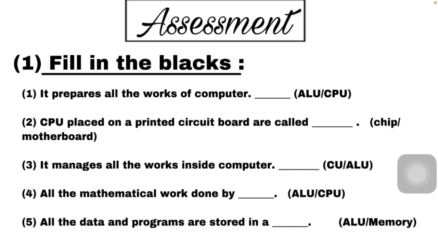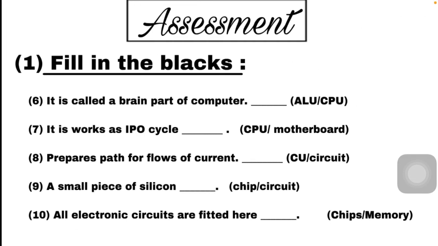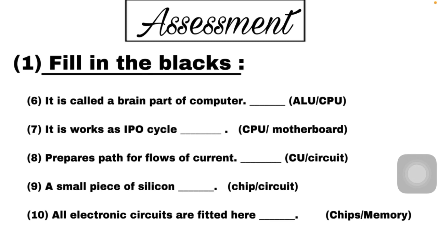Now fifth one, all the data and programs are stored in a, where is it stored? In a memory. Okay, now sixth one, it is called the brain part of computer. We already know that CPU is called the brain part of a computer. Now seventh one, it works as an IPO cycle. So who works as an IPO cycle? Motherboard or CPU? Simple, CPU works as an input, process and output cycle.